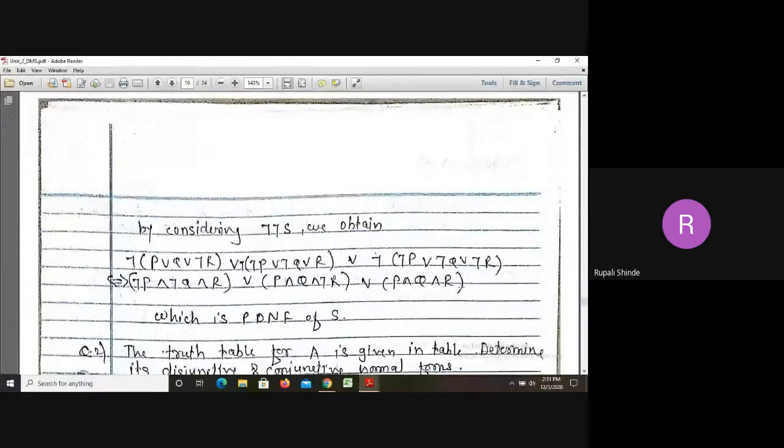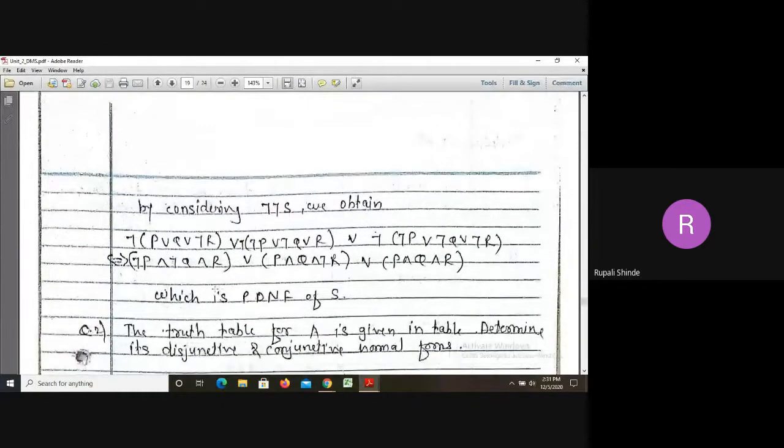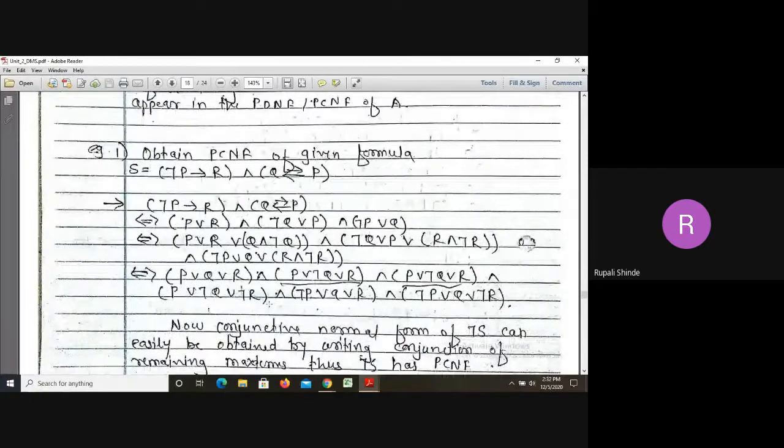Now check here whether this one is PDNF, that is sum of product form. Yes, sum is there outside the bracket, product is there inside the bracket, and each and every term consists of all 3 variables P, Q, R. So this is our required PDNF. So from a single example, we got both PCNF and PDNF. So this is the procedure to obtain PCNF and PDNF for the same formula.